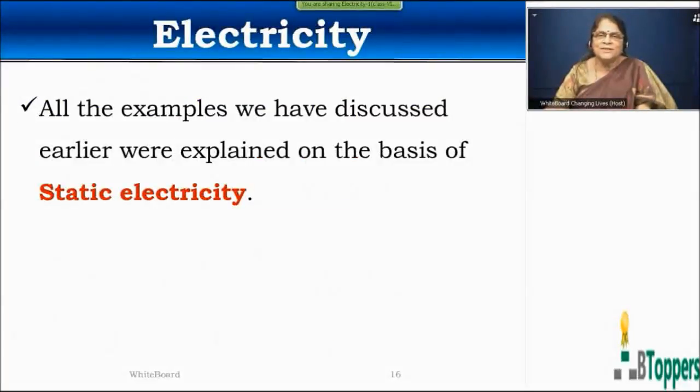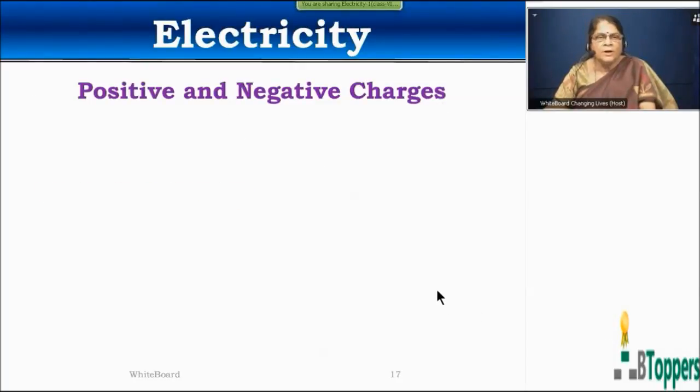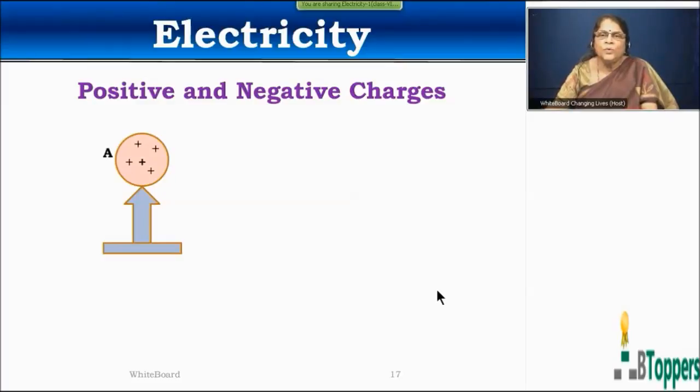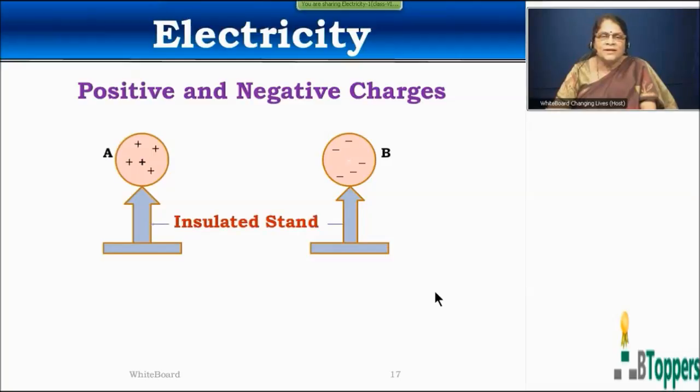All the examples we have discussed earlier are on the basis of static electricity. We were discussing that when two bodies are rubbed against each other, they get charged. Now let us observe these charged bodies. Now we have a body A which is positively charged, and then we have another body B which is negatively charged. Both are mounted on insulated stands. So this is how a body which is positively charged will be and a body which is negatively charged.